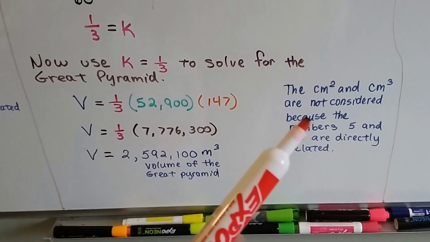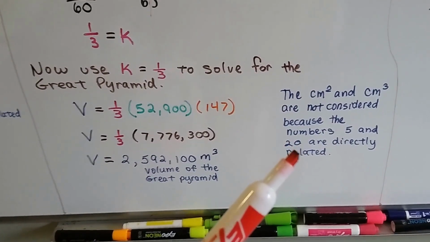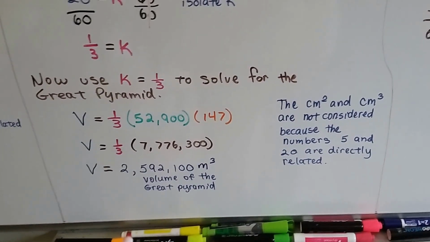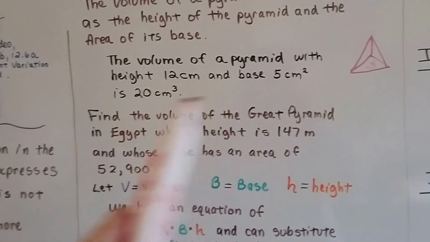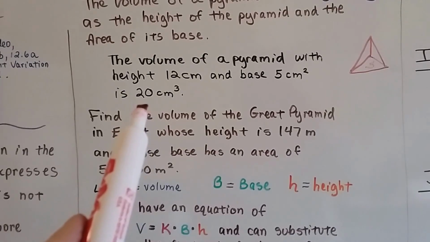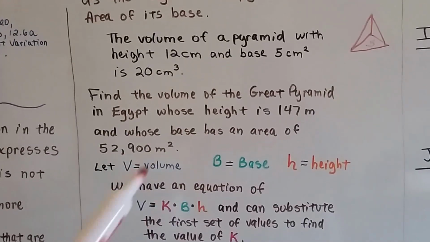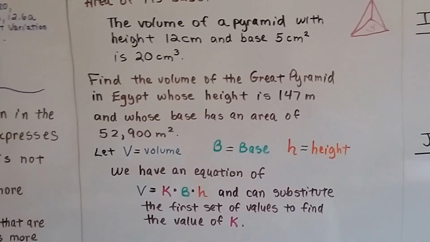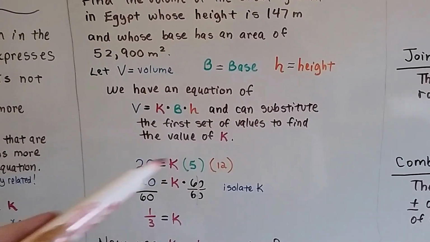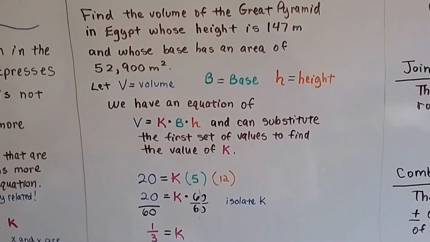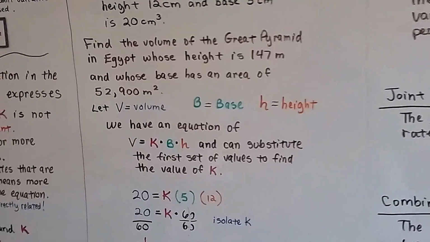Now, that centimeter squared and centimeter cubed are not considered at all, because the numbers 12, 5, and 20 are jointly related. See? There's a joint variation there. And we just flip it onto this set of values, okay? So that's why we did the math without any centimeters or meters in it, okay? They were jointly related. Okay?